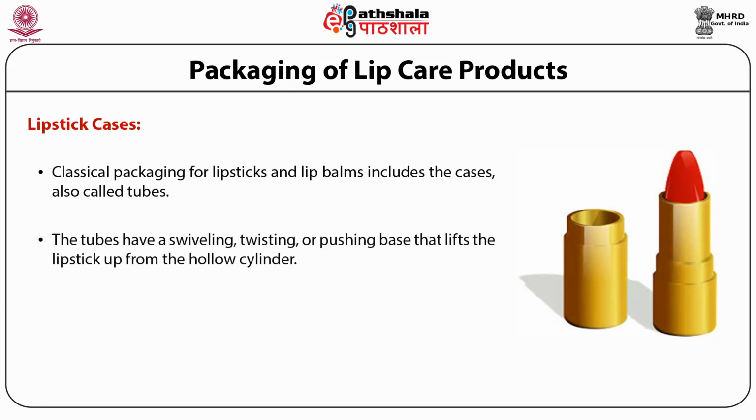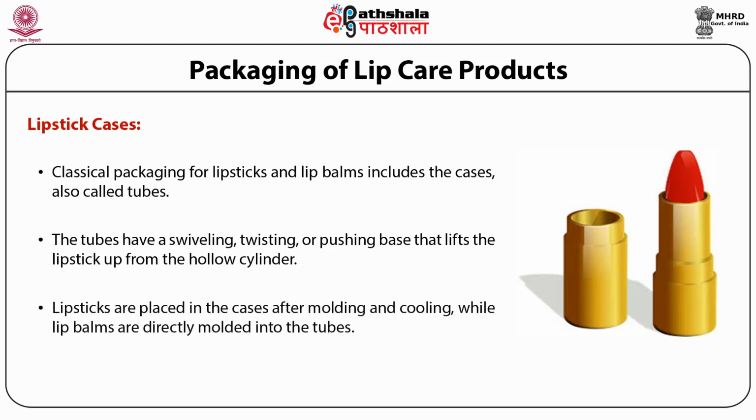These tubes have a swirling, twisting or pushing base that lifts the lipstick up from the hollow cylinder. Lipsticks are placed in the cases after molding and cooling, while lip balms are directly molded into the tubes.